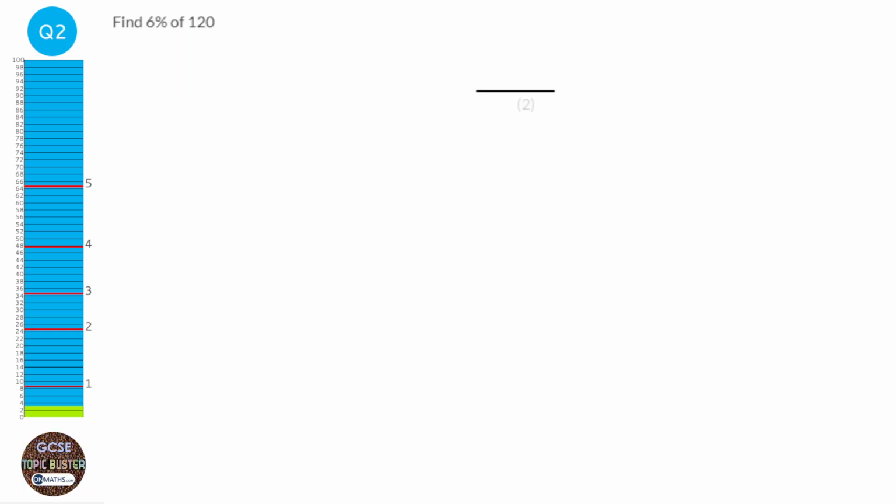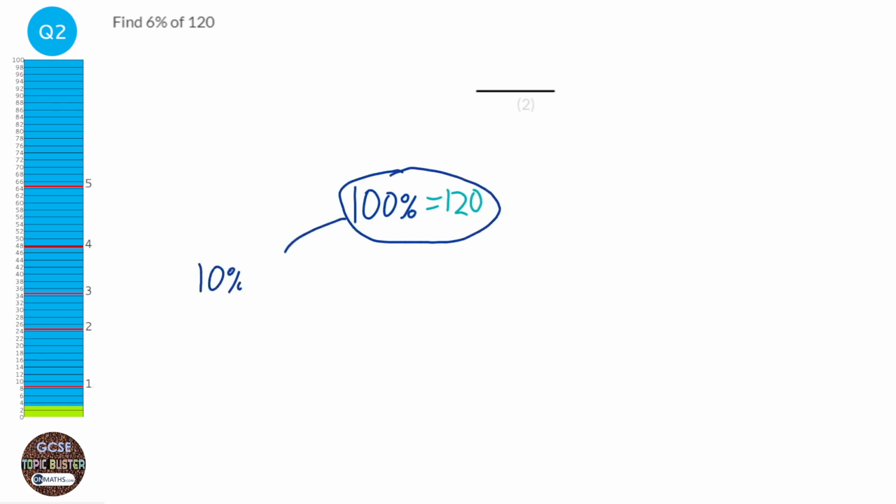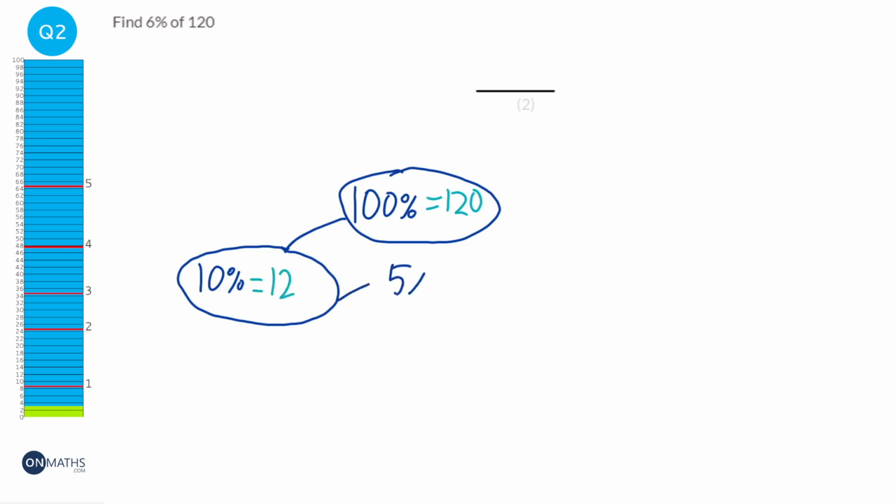So we're going to start off by working out what 100% of 120 is. Well, that's obviously just going to be 120. And we're trying to get to 6%. So we always start off by working out 10%. It's always normally useful. And we just divide that 120 by 10. So we get 12. And we try to get 6%. So it'd be nice if I knew 5%. And 5% is nice and easy because we just halve that 10%.